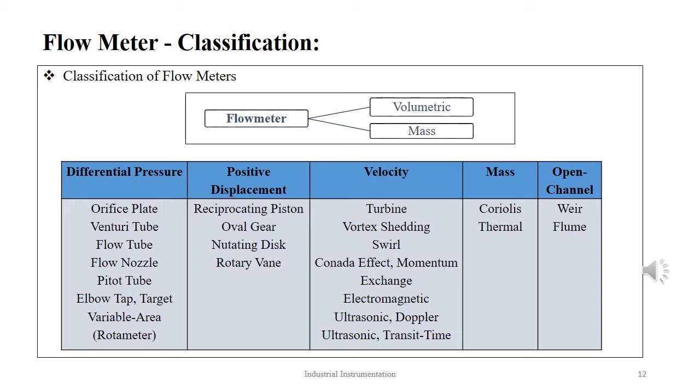For the velocity flow measurement, we have turbine flow meter, vortex shedding flow meter, swirl flow meter, Coanda effect flow meter, momentum exchange flow meter, electromagnetic flow meter, ultrasonic flow meter, Doppler ultrasonic flow meter, and transit time flow meter. Mass flow meters come as two types, Coriolis and thermal. Then we have the open channel flow meter, where fluid passes in open channel networks like that in drains and canals and rivers. There are basically two important types to measure this kind of flow. They are weir and flume.